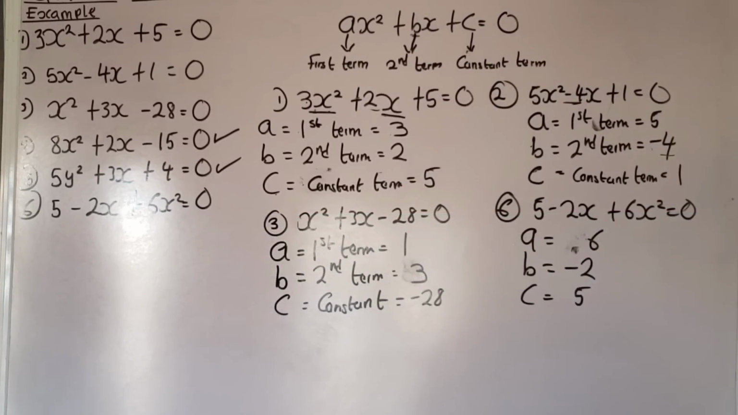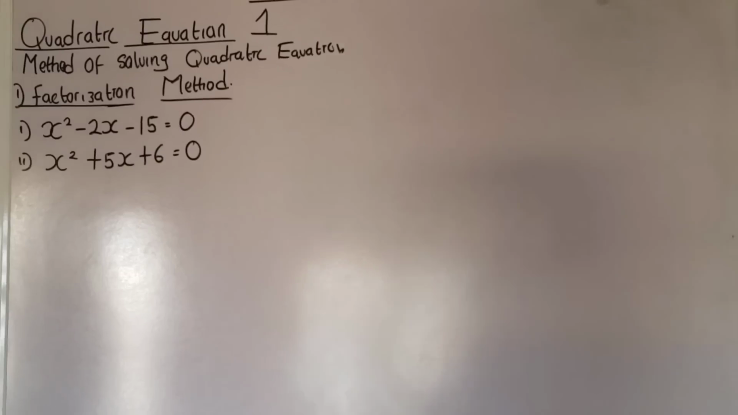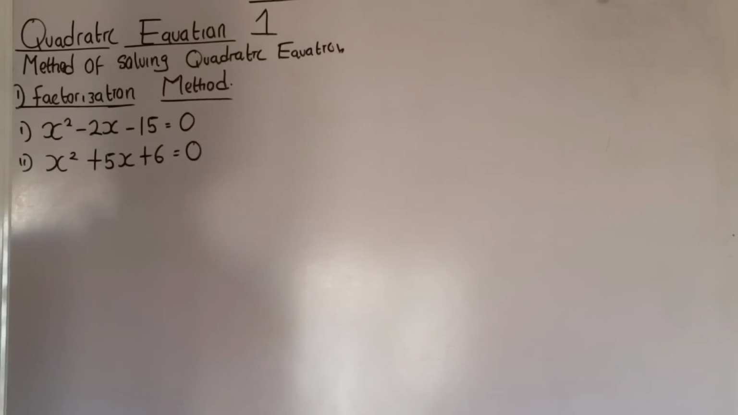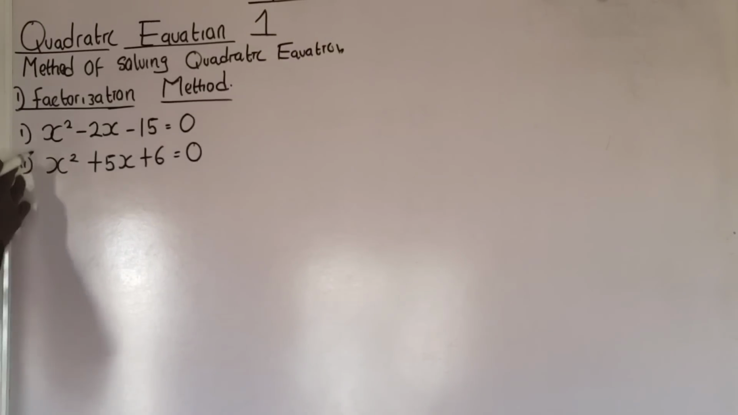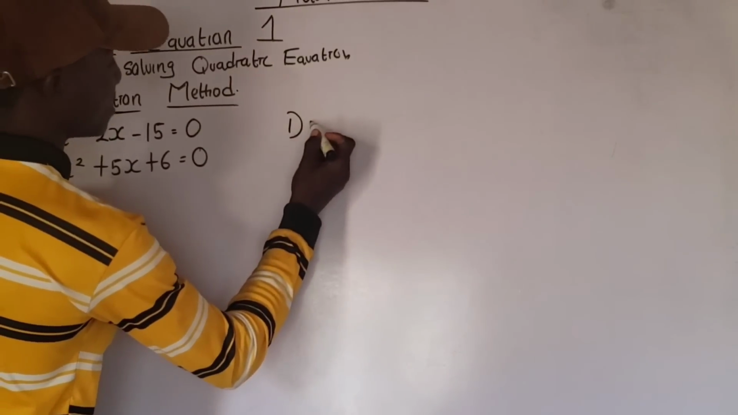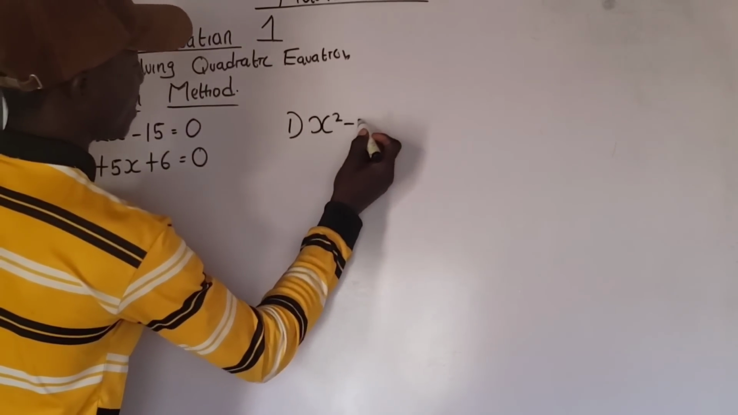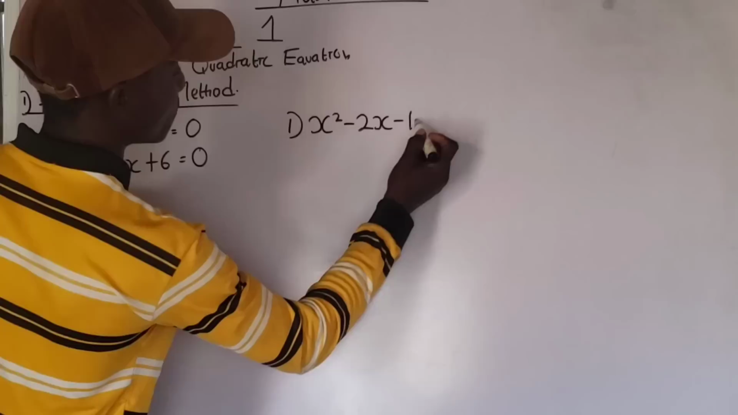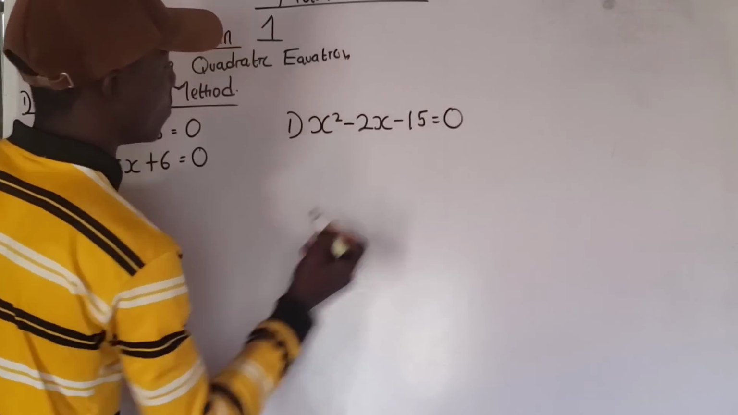Okay? The first method is the factorization method. Okay? Now pay attention, please. We are asked to solve this quadratic equation using the factorization method. Now let's start with question 1. That is x squared negative 2x negative 15 equals to 0.